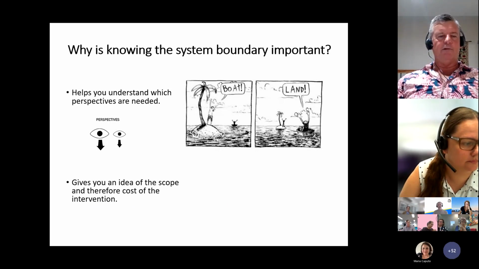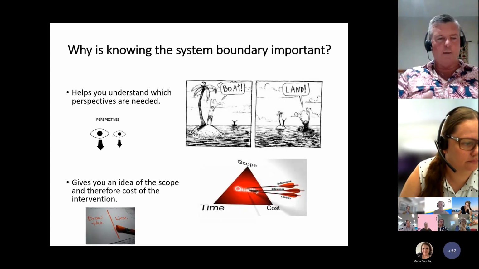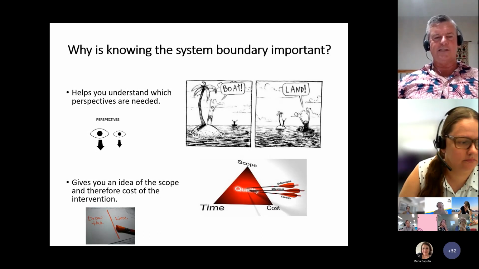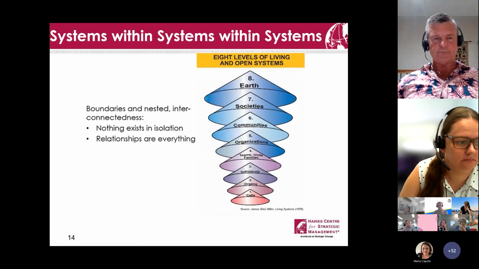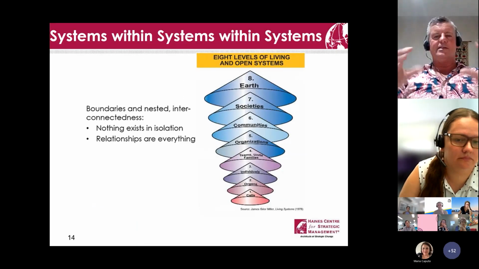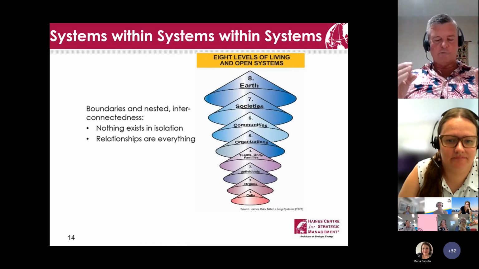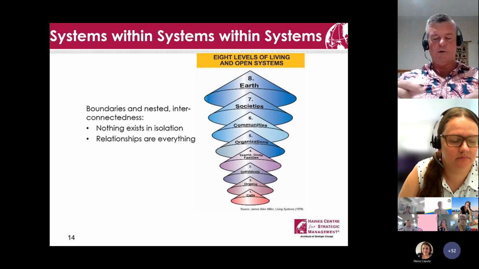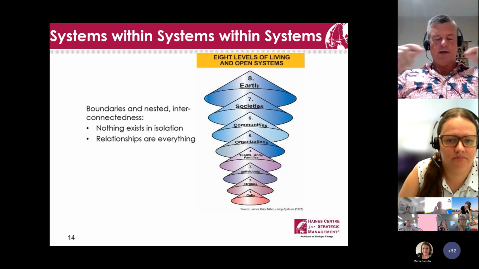The other important reason why it's important to define your boundary is it gives you an idea of the scope and therefore the cost of the sort of intervention you're trying to explore using a systems perspective. There are systems within systems within systems. This idea of nesting is a really important systems concept. Each systems level is nested and interconnected, with feedback loops moving between each level as well.